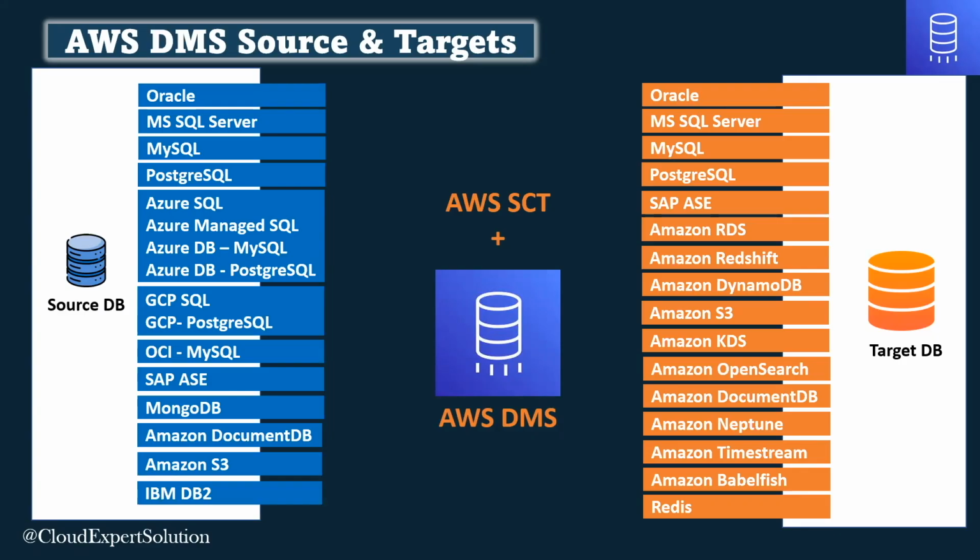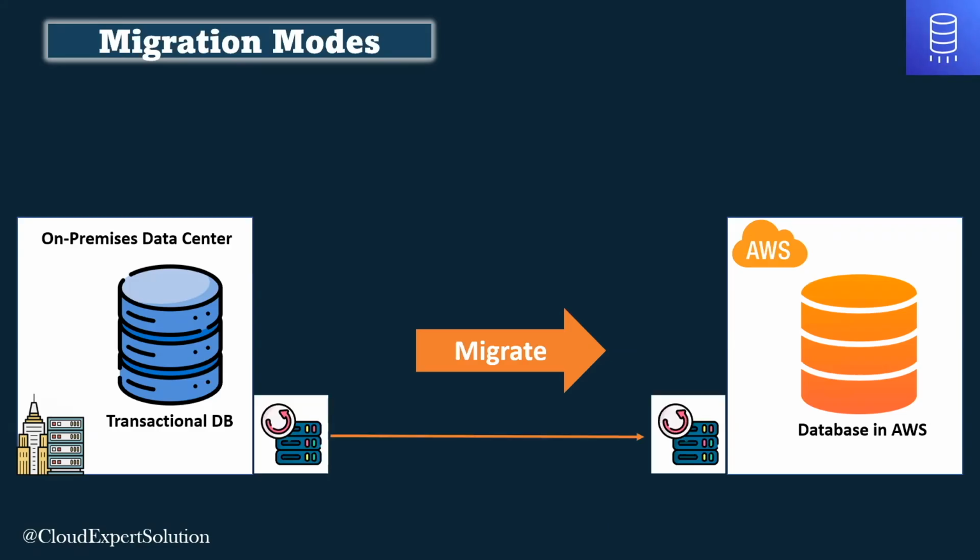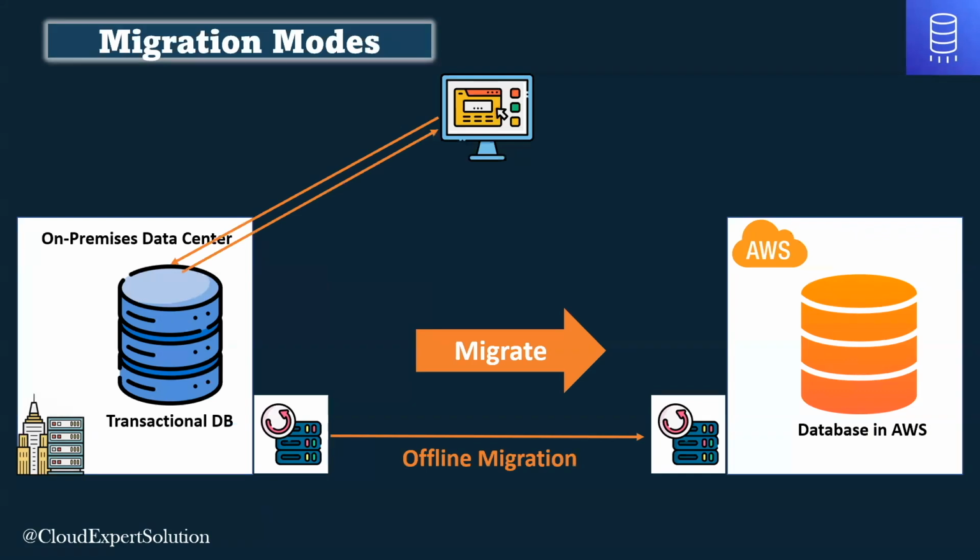Now, in terms of migration modes, we have two different modes. In option one, we can take a database backup, ship the backup to AWS, and recreate the database using the backup. This mode is called offline migration. But in most of your use cases, you will not see that migration, because you will have some application that constantly reads and writes data to your transactional database. To do this kind of migration, you need to shut down your application, and in most cases that is not possible.